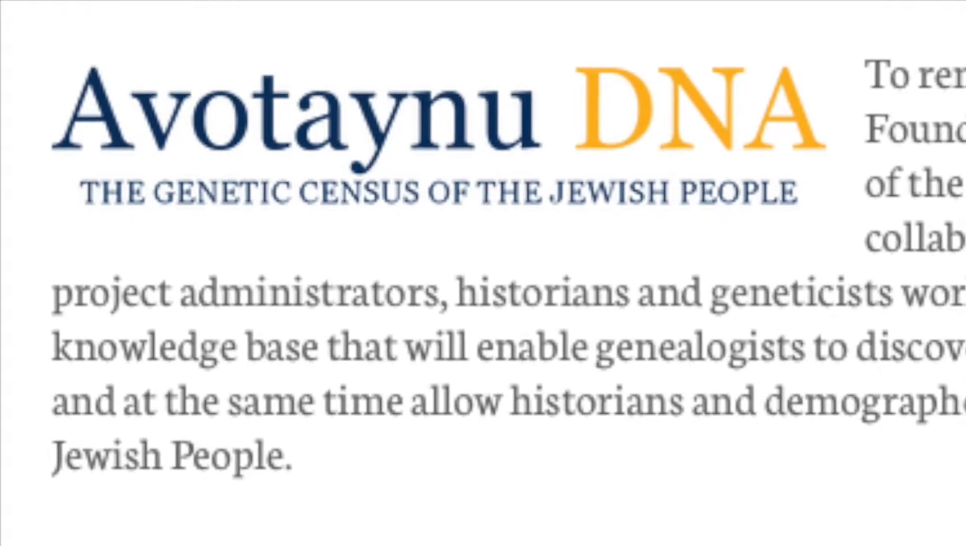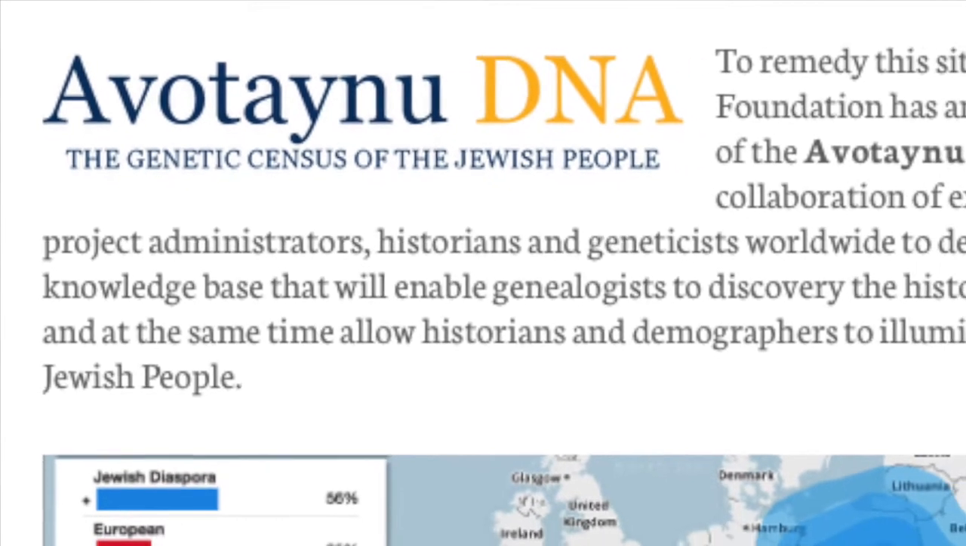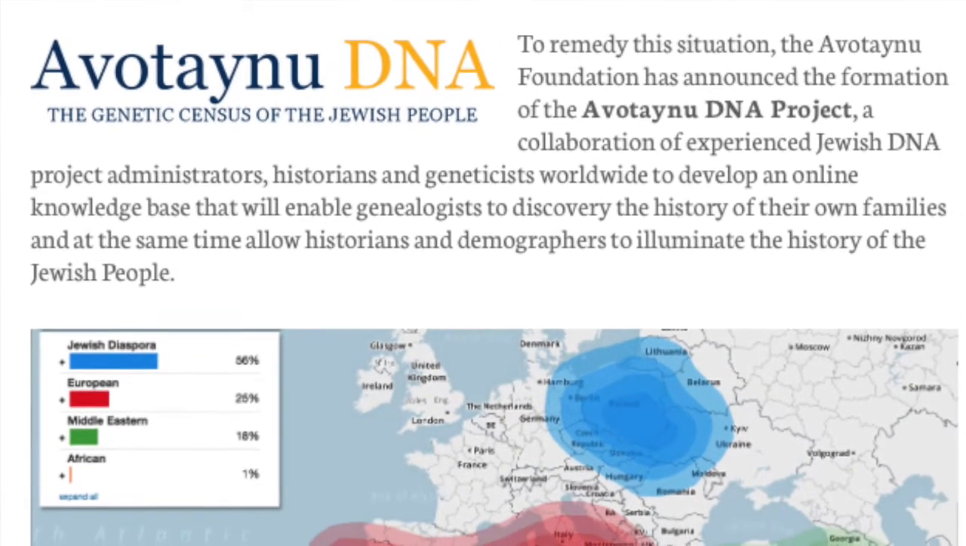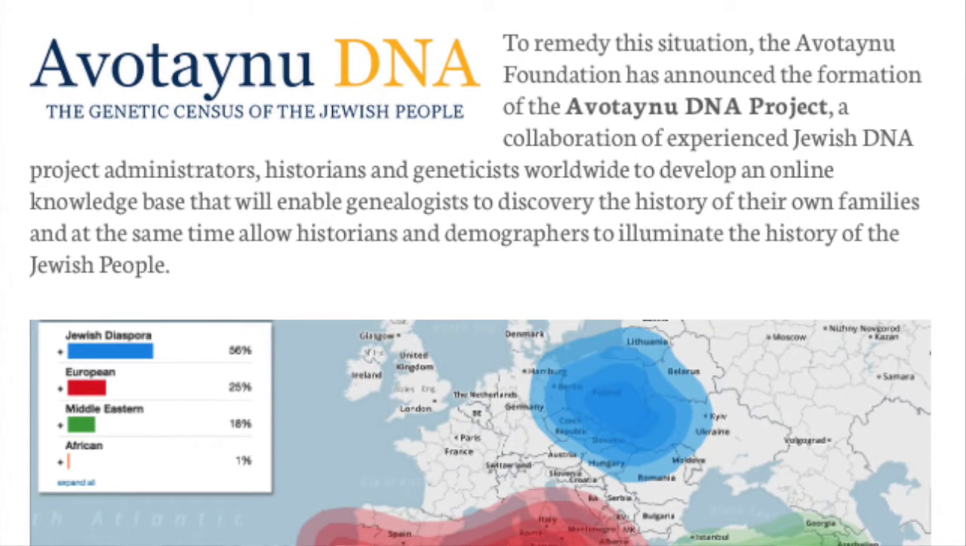The project that you are working on is doing amazing work, and if anyone at home wants to help you out with that, is there anywhere they can go and donate? Yes. Our project is the Genetic Census of the Jewish People, and on Family Tree DNA, which is our main repository, we are under the name of Avotenu, A-V-O-T-A-Y-N-U. The Avotenu Project is collecting thousands and thousands of samples from Ashkenazic, Sephardic, and Mizrahi communities.